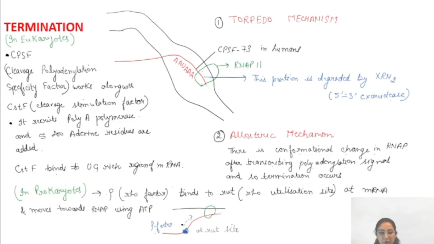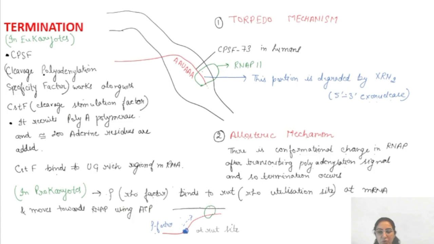So our rho factor comes here and it moves towards the RNA polymerase enzyme, towards the 3' end. It uses ATP, and once it reaches here, with the help of its helicase activity, it separates this RNA chain from the DNA chain. Also, it separates the RNA polymerase from the DNA chain.